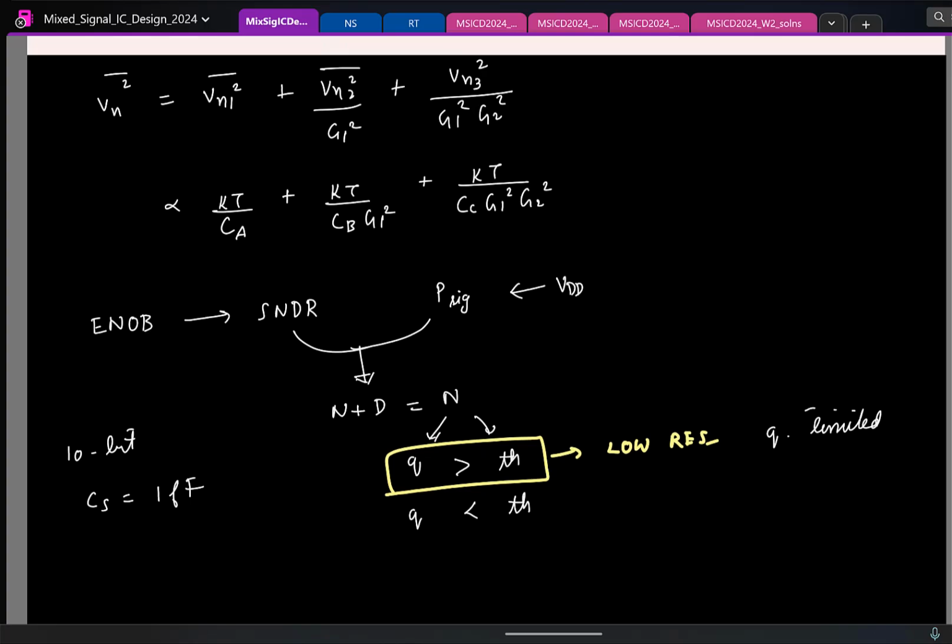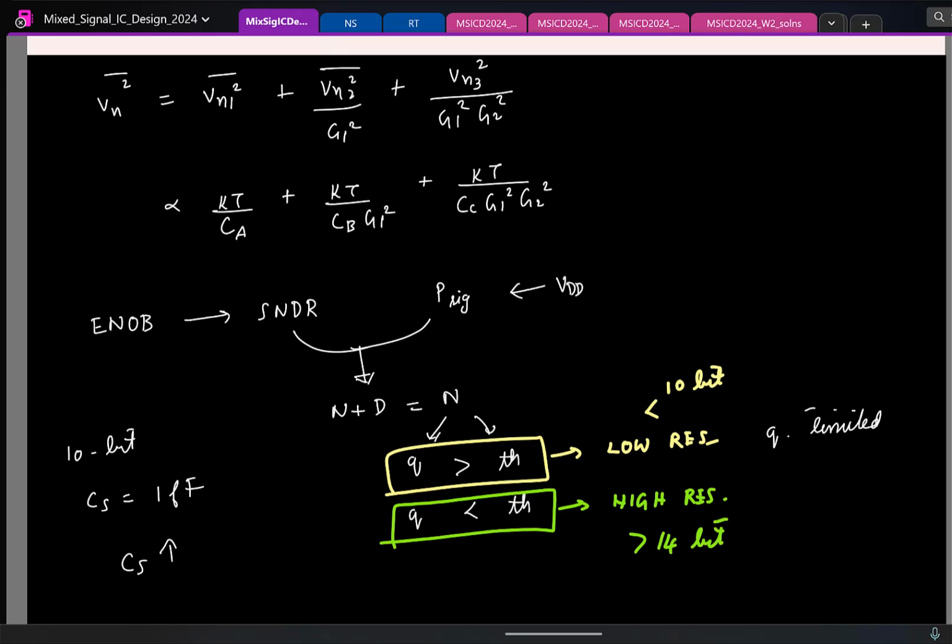Now, if you are looking at very high resolution, say greater than 14-15 bits, then you will find that the capacitance needed will be very large. So there you basically try to keep things to be thermal noise limited, and this is typically the high resolution case. Again, this low and high is all a vague statement. If you want to give some numbers, I'll call less than 10 bits low resolution, and greater than 14 bits high resolution. Just ballpark numbers, right? And in this case, it will be thermal noise limited.